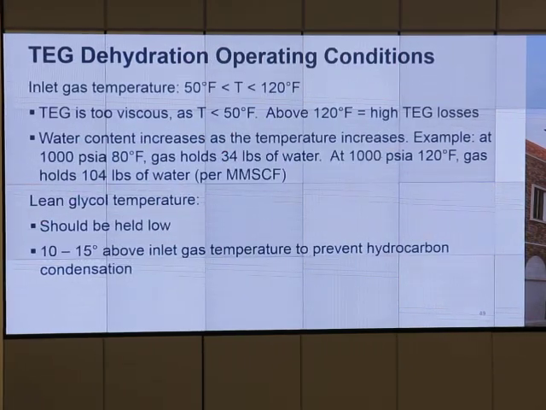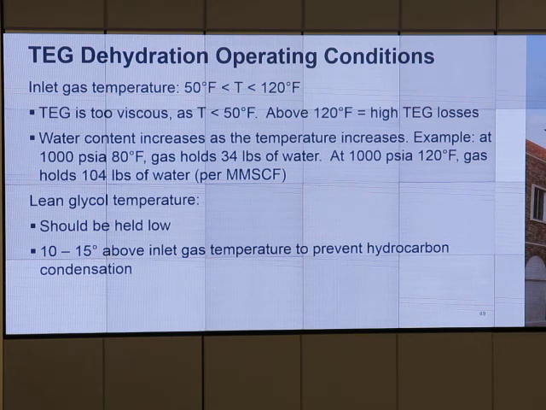Okay, let's talk about operating conditions a little bit. Inlet gas temperature should be 50 to 120. Not more than that, not less than that. If it is less than 50, glycol will be too viscous, not good. If the inlet gas temperature is very hot, when it mixes with glycol, we will lose glycol to the top. It's too hot.